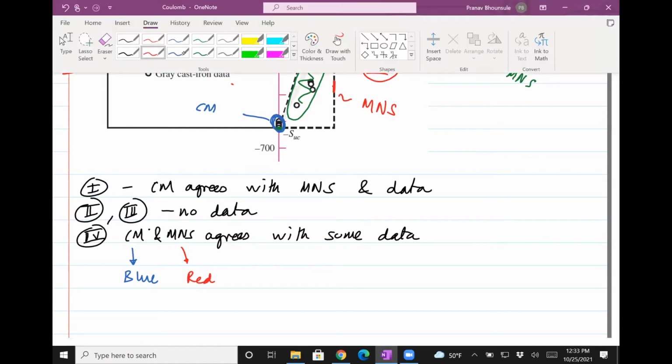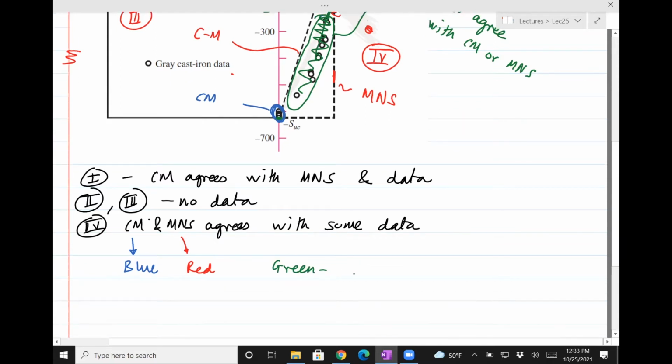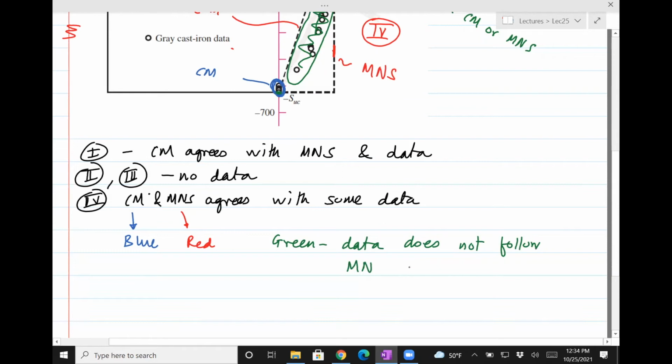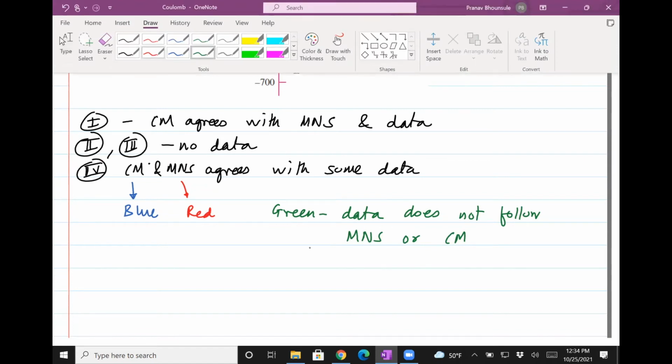Okay, so the green are where the data does not follow MNS or CM. So this is where the modified Mohr theory will come in.